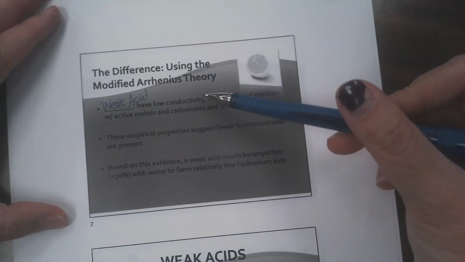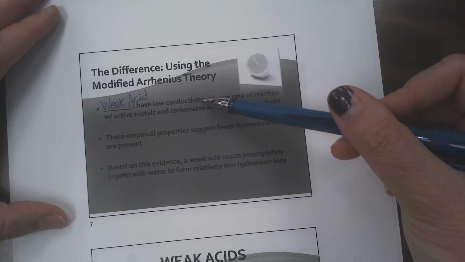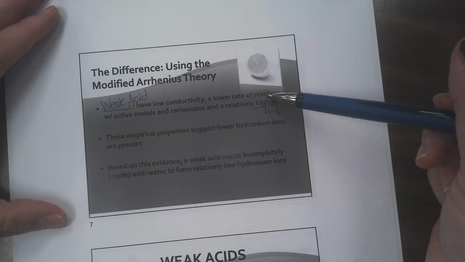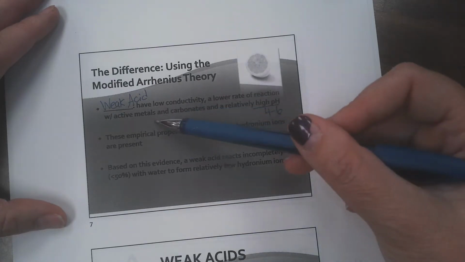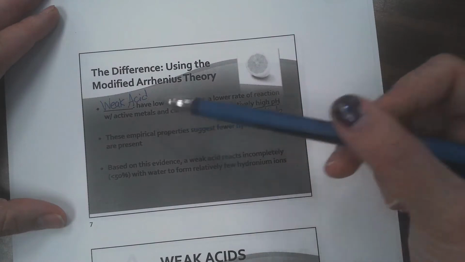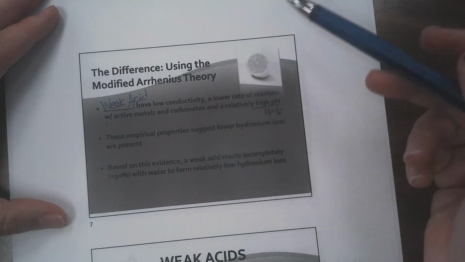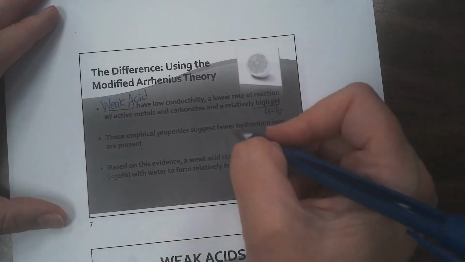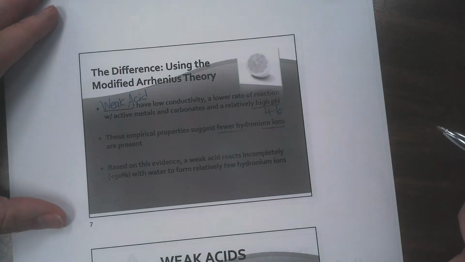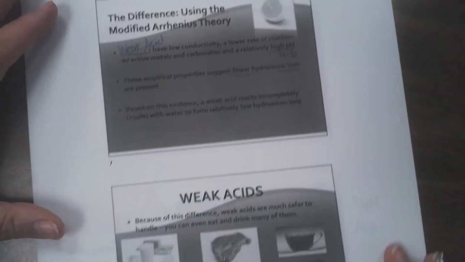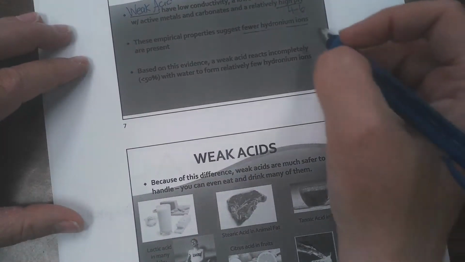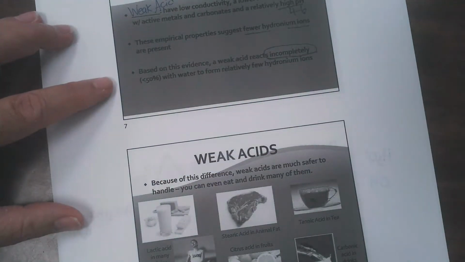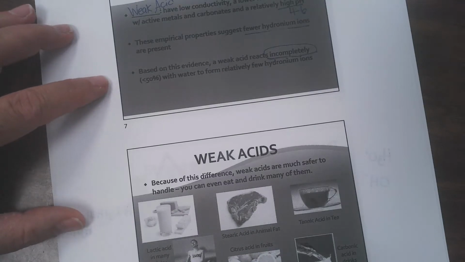When we see that it has low conductivity, so we're not getting much electricity moving through the solution, we're seeing that it's taking a longer period of time for the reaction to happen to get those hydrogen bubbles forming on the metal, or to get the carbon dioxide forming. The pH is sitting really close to neutral, because we're getting fewer hydronium ions released, and so a weak acid reacts incompletely. Less than 50% of it with water will form hydronium ions.